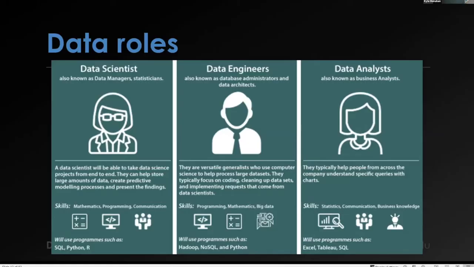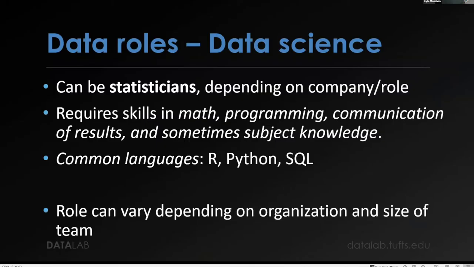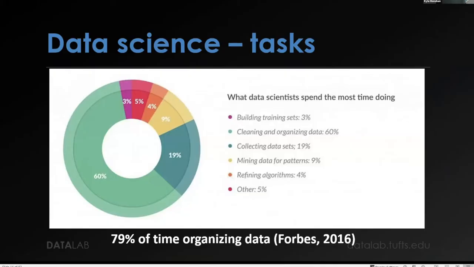So these focus more on the sort of private sector approaches, but diving in this data scientist approach, we'll see some interesting things. So a data scientist can be a statistician depending on the company role, kind of requires some background in math, programming, communication of results, and sometimes subject knowledge. But it really depends on the organization and the size of the team as to what these roles look like. And we'll revisit this in the next slide as well. So a lot of times if you ask what a data scientist does, about 79% of the time they're going to be organizing data, at least according to Forbes in 2016. I feel like that's probably, if anything, has increased in terms of size. So that's about 80% of the time organizing data. Data engineers, that's their whole role, right? They're doing the organization.